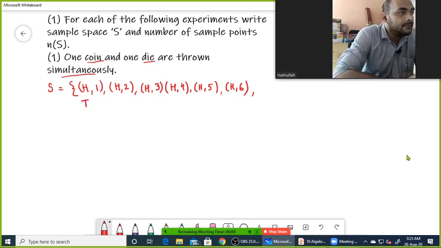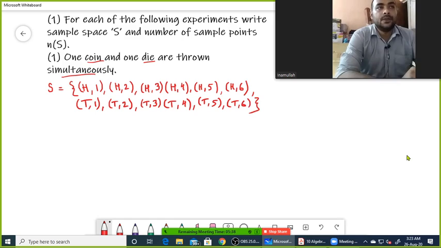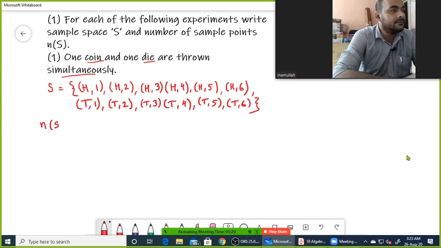Further, we can have tail in the coin, 1 on the die, T stands for tail, T2, T3, T4, T5 and T6. That's all. So these are all the possibilities which we can have when we toss one coin and one die together or simultaneously. So this is called sample space. Number of sample points means number of possibilities. So here we have a total of 12 outcomes. So the number of sample points is 12. And this is the required solution for this particular question.